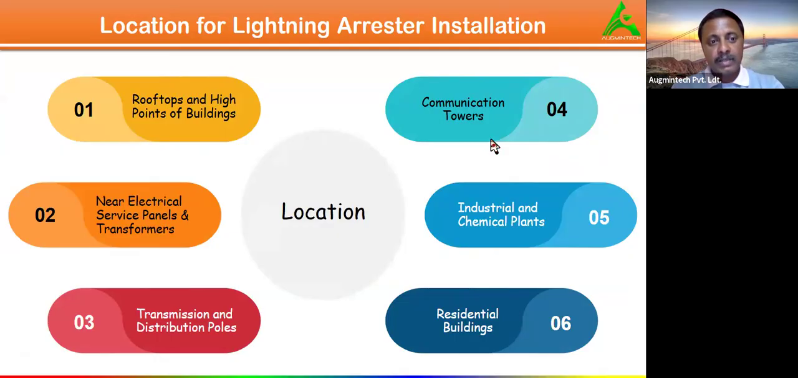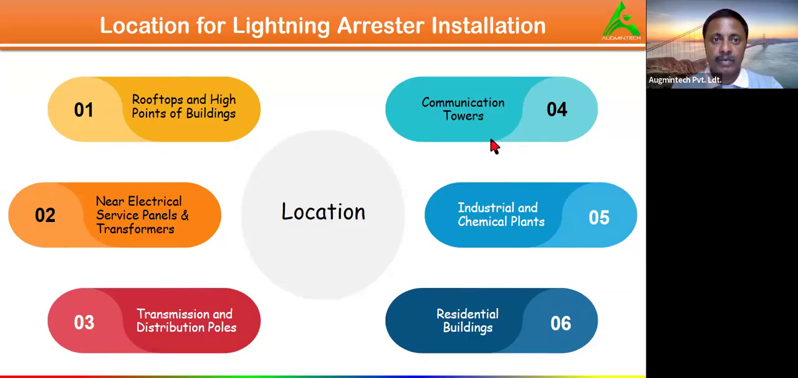And near electrical service panels and transformers, for the external, outdoor purpose, right? If your substation is an indoor substation, then fine, we are going to install a lightning arrester at the roof, which is going to take care of it. But in the case of external substations, of course, we have to provide these lightning arresters nearby the transformer itself. And for transmission and distribution poles, it's mandatory. For communication towers, of course, they're going to be taller, right?